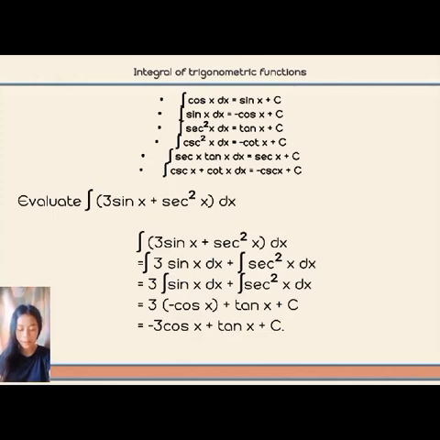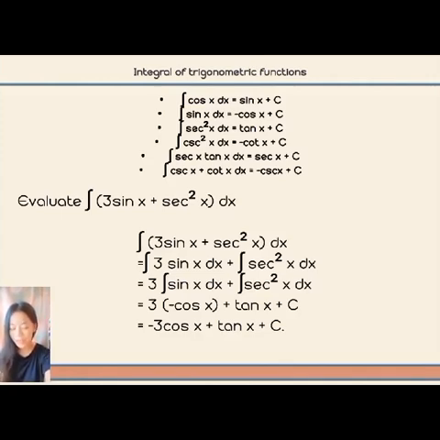And then the integral of secant x tangent x dx is equal to secant x plus c. And finally, the integral of cosecant x cotangent x dx would be negative cosecant x plus c. So here's the given example. The integral of 3 sine x plus secant squared x dx.